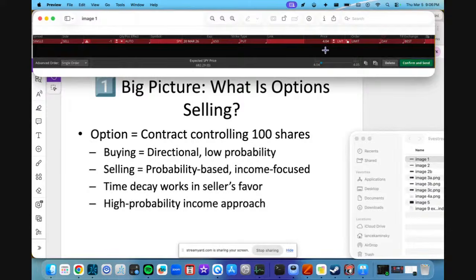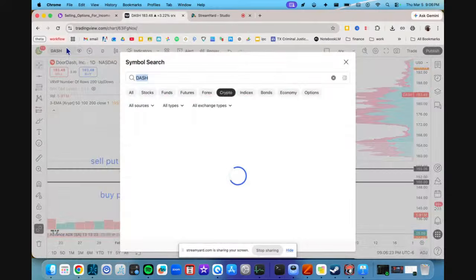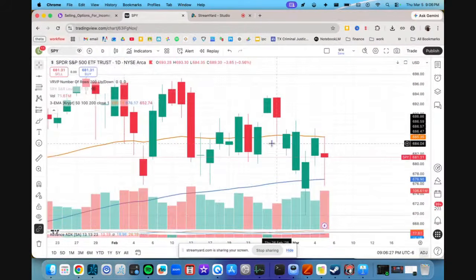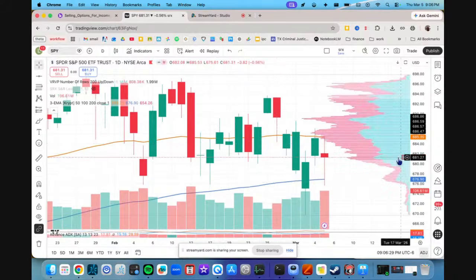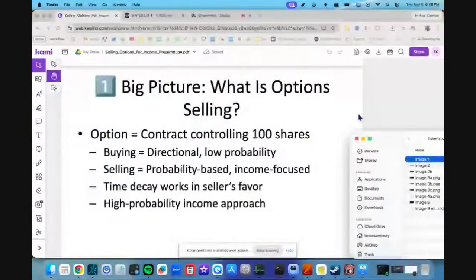I just wanted to show how it is a very highly probable trade, because when you look at SPY currently, we're at 681 or so. So if you sold a 650, you're going to be in much better probable shape for it to work out.